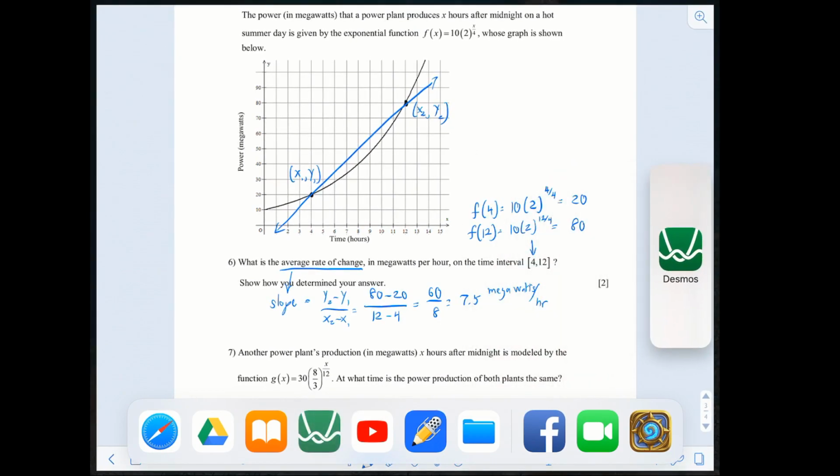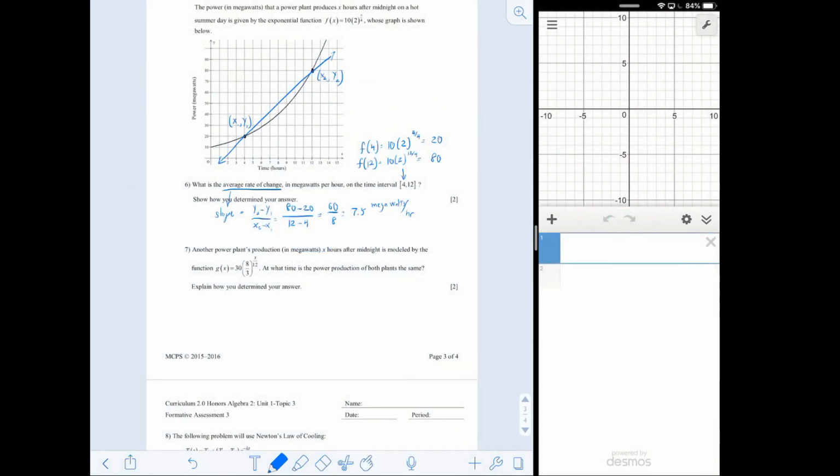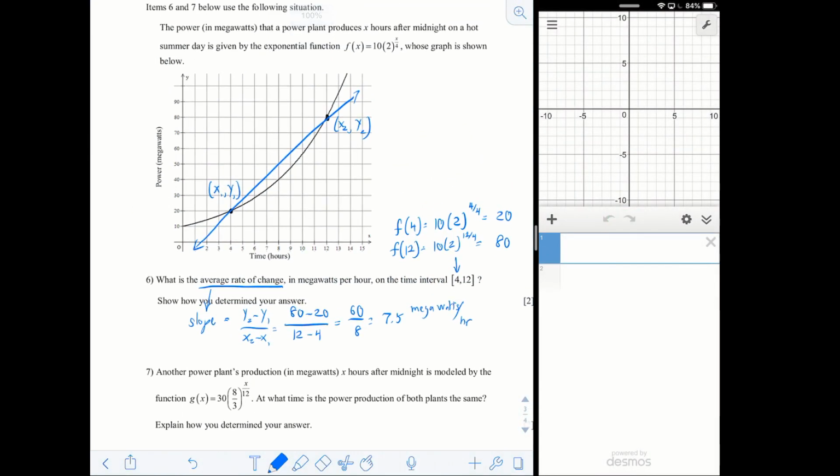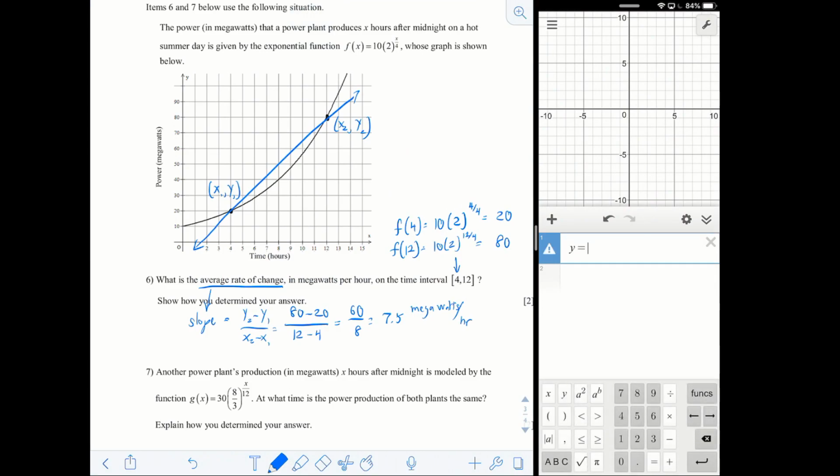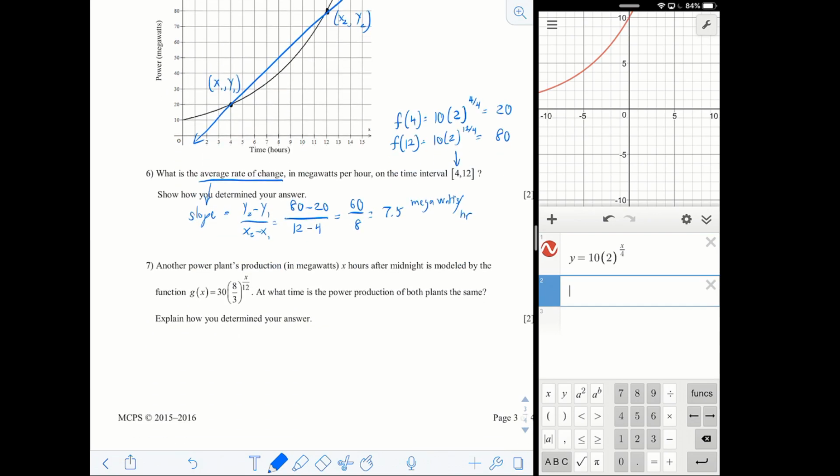Okay, so I'm going to use Desmos, but you can use your calculator to kind of help you along. The more important part here is making sure that your window is set up correctly. So I'm going to say y is equal to 10 parentheses 2 to the, and write this, x divided by 4. And make sure that your exponent is also set correctly, that you include parentheses. And then y is equal to 30 parentheses 8 divided by 3.